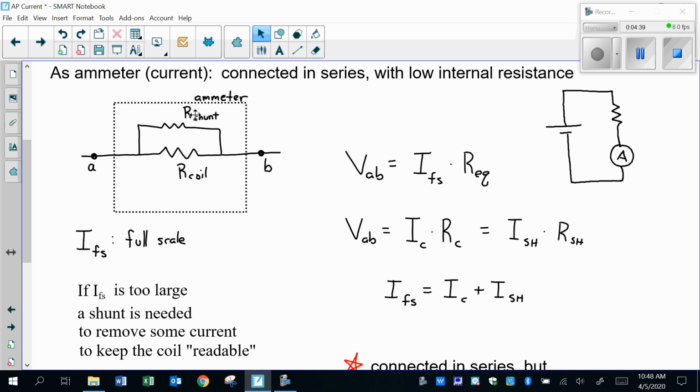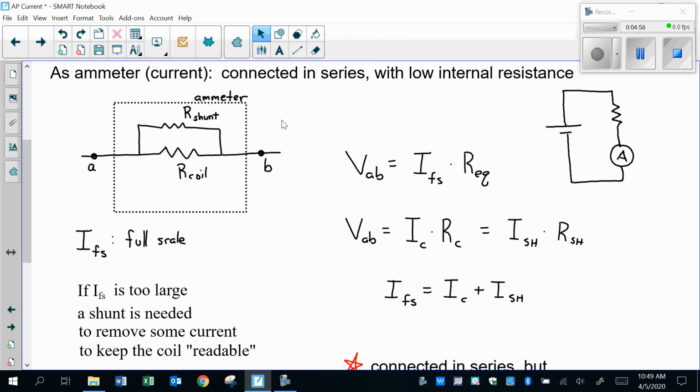And I can change what the resistance is. You saw that picture of the multimeter. There were multiple locations for the dial. Click, click, click. I can choose whichever range I want to measure. And what you're doing is actually changing the resistance of your shunt.